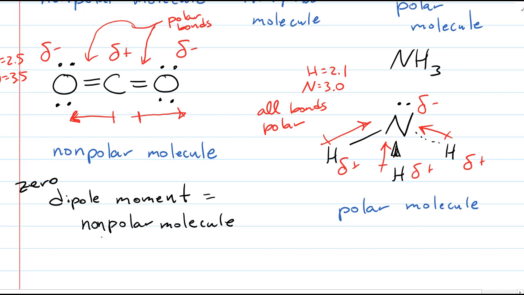And we get that term also from the fact that if we analyze the word dipole, it means something that would have two poles. And a polar molecule is something that has two poles. It's going to have a partial positive and a partial negative pole. So you'll sometimes hear a polar molecule referred to as a dipole or having a dipole moment.